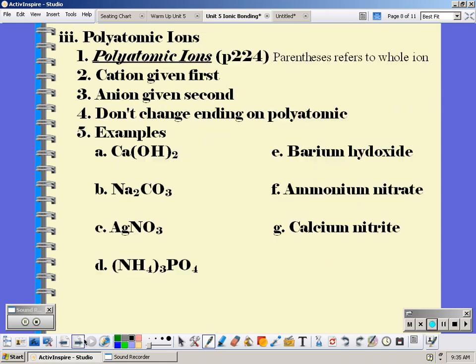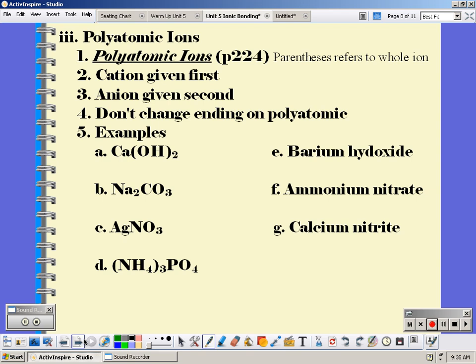If it contains more than one capital letter, then it's a polyatomic. All of your polyatomics are listed on page 224, and they're in the reference table, so you don't have to memorize them. You give the cation, then you name the anion. If it's a polyatomic, you don't change the ending. So the only time you change the ending is if it's a nonmetal from the periodic table.